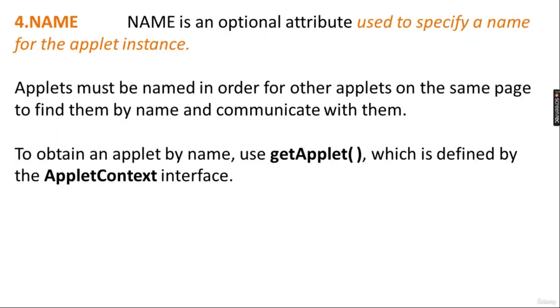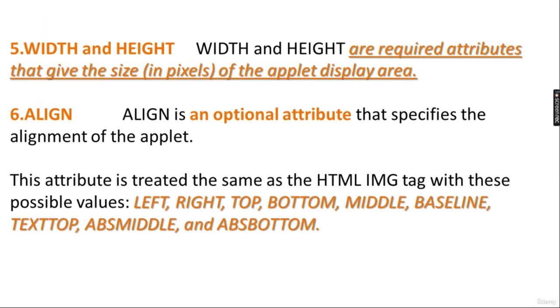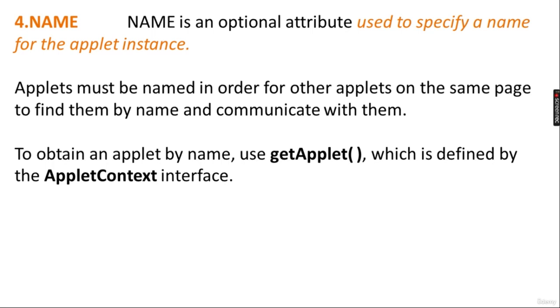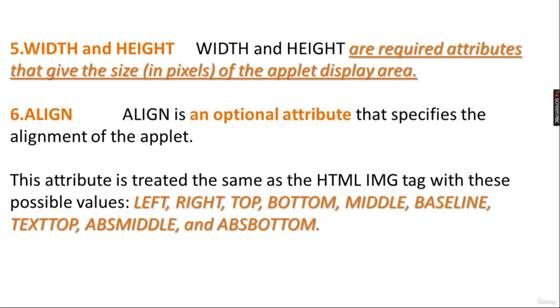Name is an optional attribute used to specify a name for the applet instance. You can specify a particular name. Applets must be named in order for other applets on the same page to find them by name and communicate with them. So they will be easy to find. To obtain the applet by name, use getApplet, which is defined by the AppletContext interface. So getApplet will give us the applet object with a particular name, and this method getApplet is defined by the AppletContext interface.